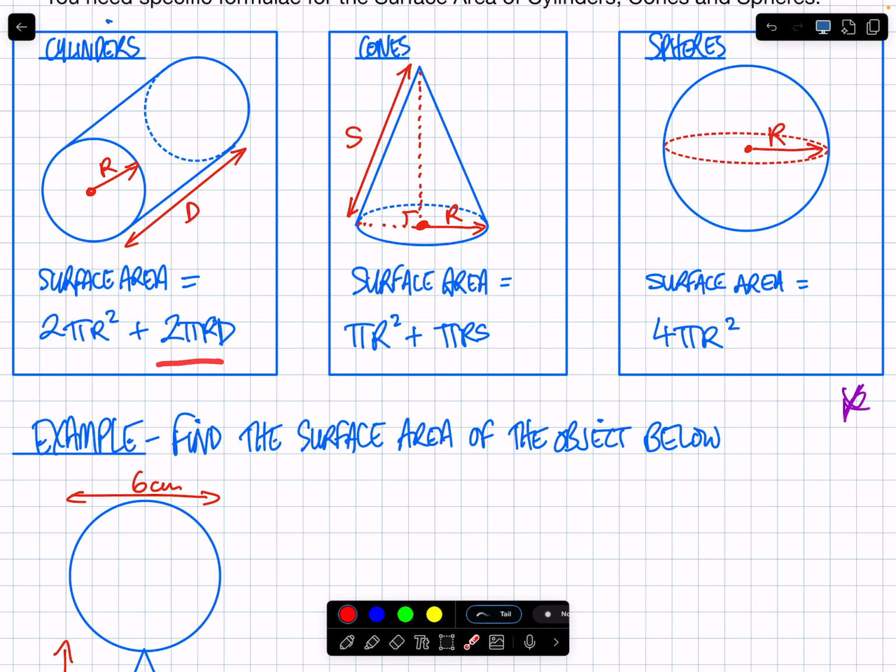2 pi r d, what is that about? What forms the tube of a cylinder? A rectangle. Right, and what's special about that rectangle? The edge of that rectangle is exactly the circumference of a circle. What is the circumference of a circle? 2 pi r, times by the depth of the cylinder. It all makes sense.